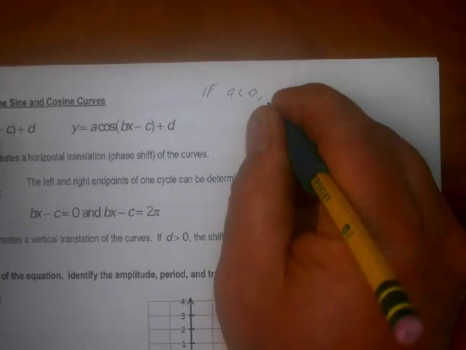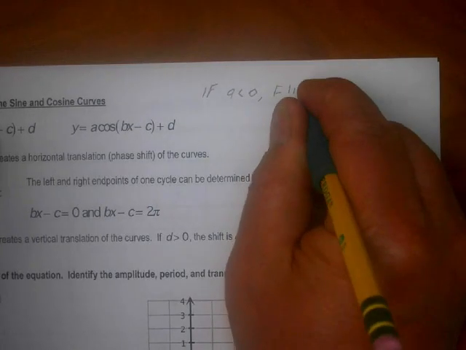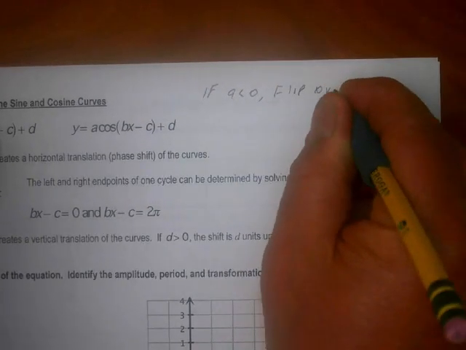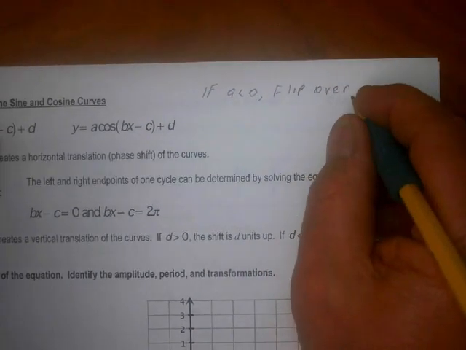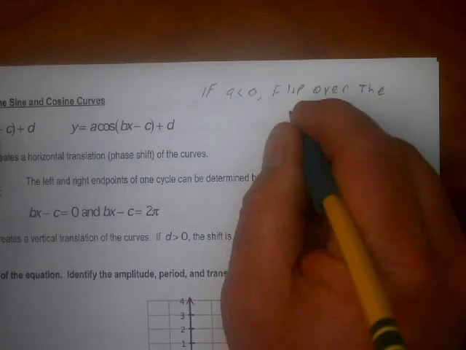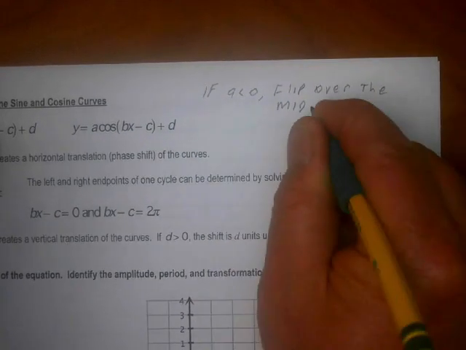A couple other things that you need to write down. If a is less than 0, in other words, it's negative, flip over the midline.